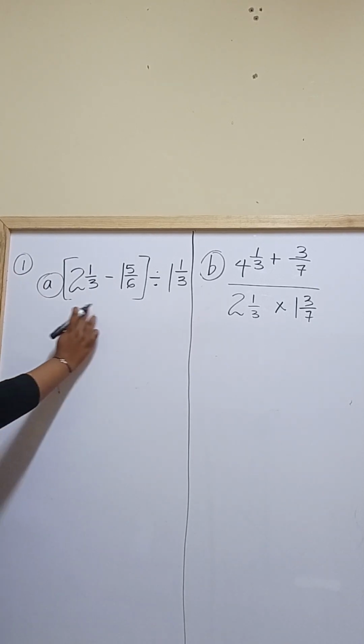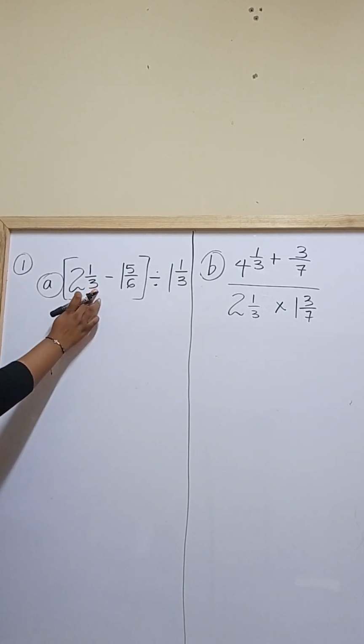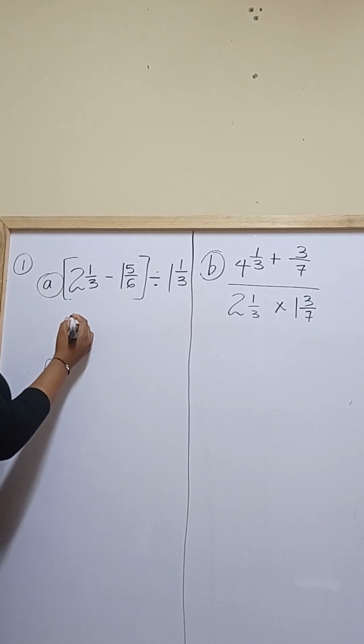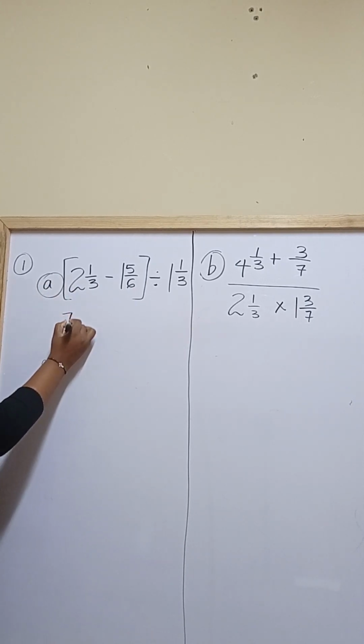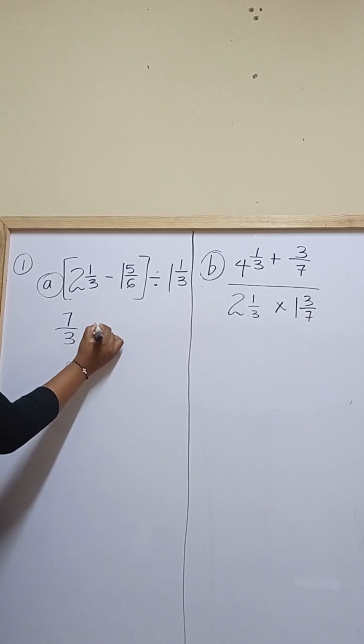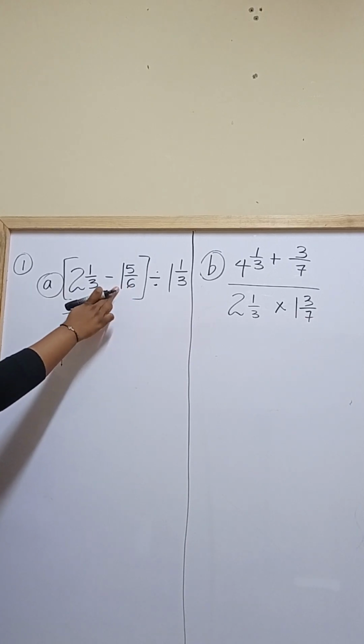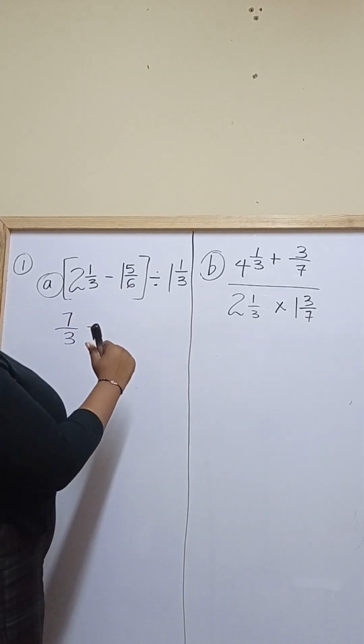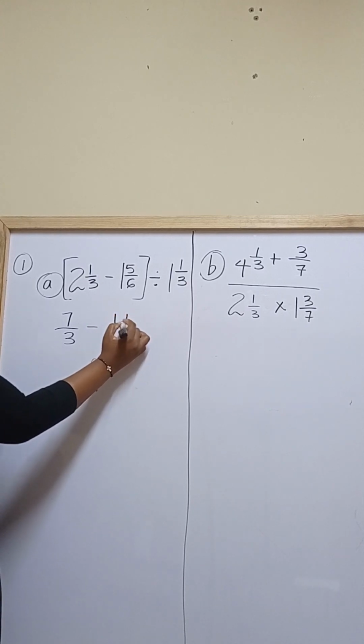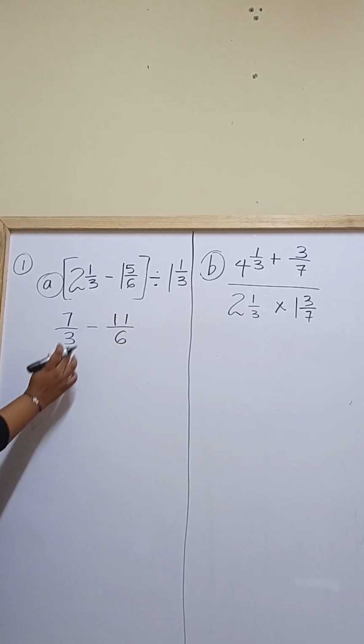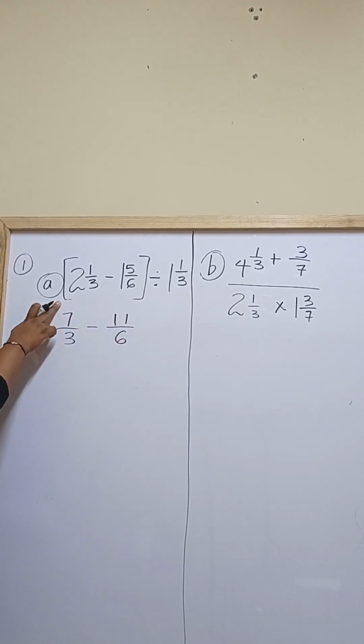So let's go with the bracket. 2 times 3 will give us 6 and 1 is 7 over 3 minus 6 times 1 is 6 and 5 is 11 over 6. So we are doing this part of the fraction first, the brackets.